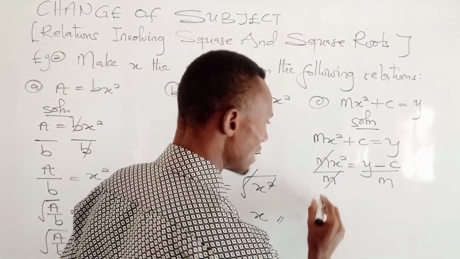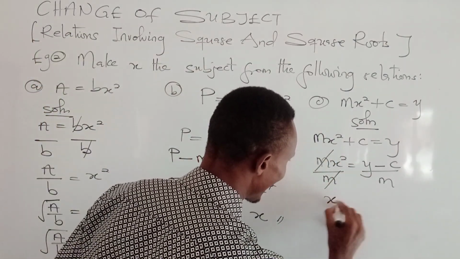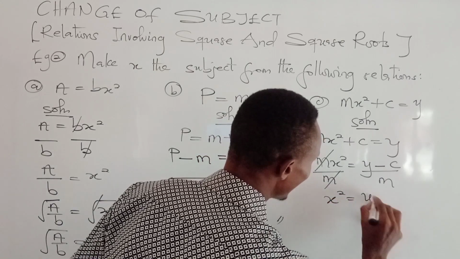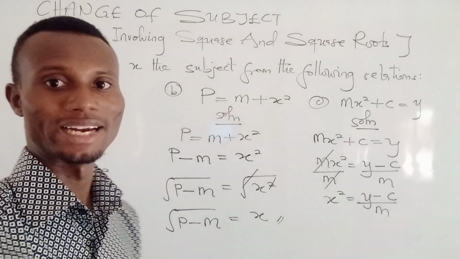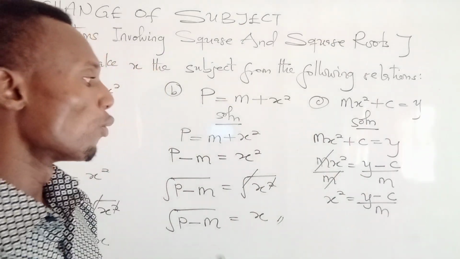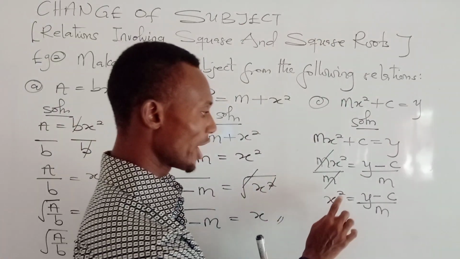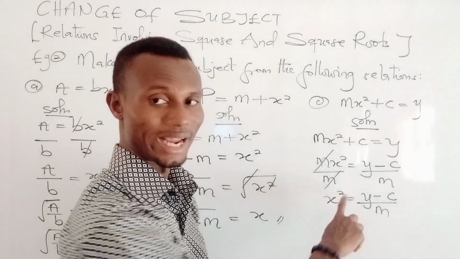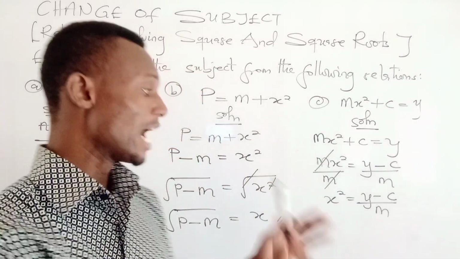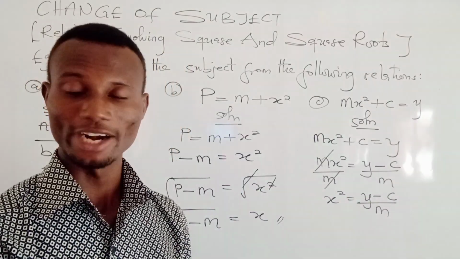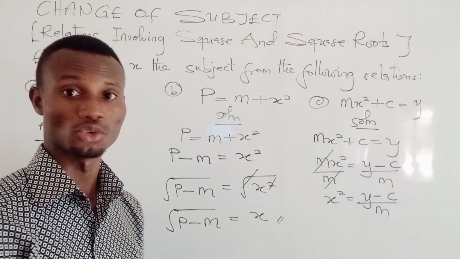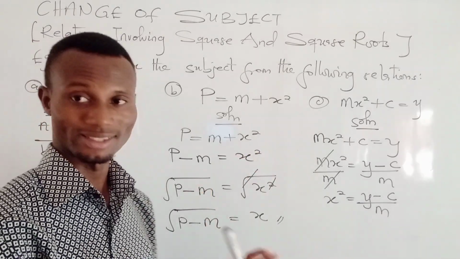So let's repeat what we have left. What I have left here is s squared equals y minus c all over m. I hope you understand up to this point. Now we need to find a way to eliminate this power 2, and I've taught you how to do that. How to achieve that is to take square root of both sides of the equation. Then we'll get our s standing alone.